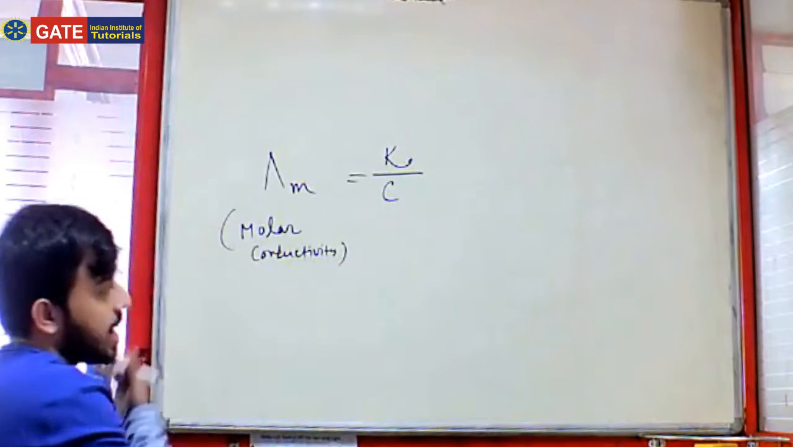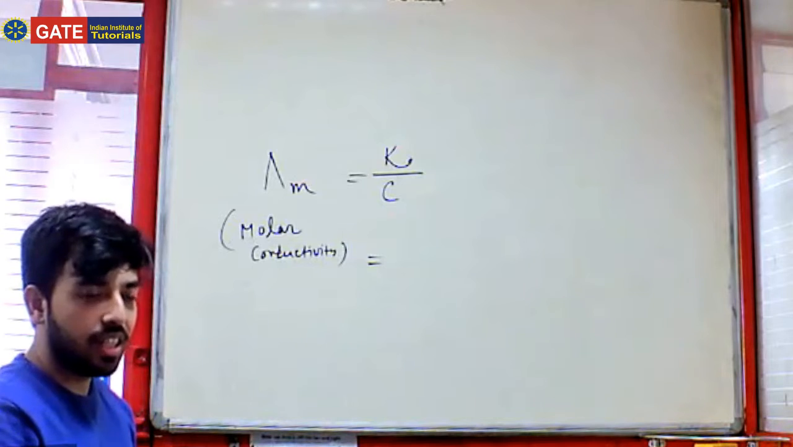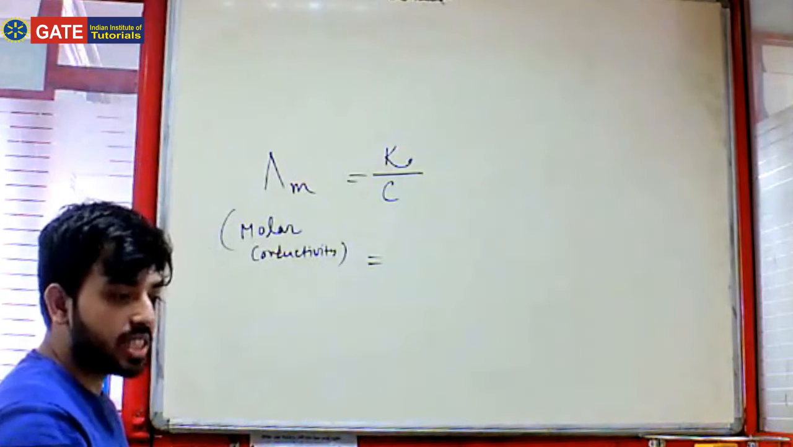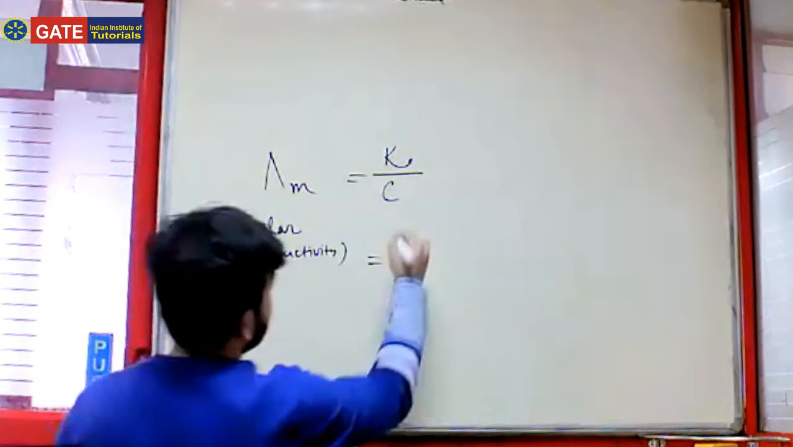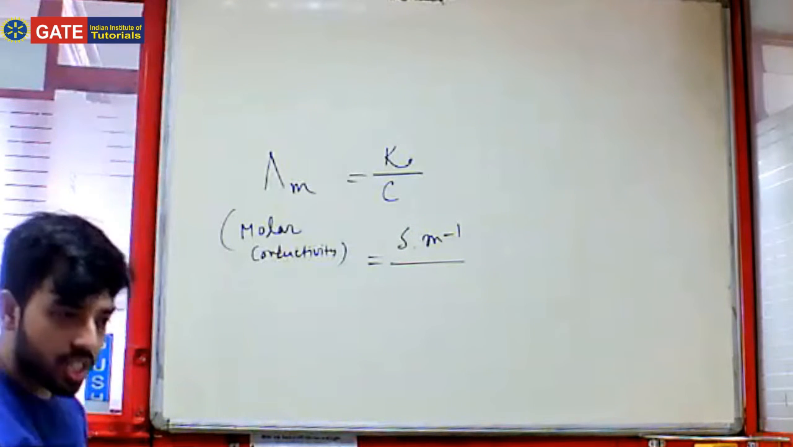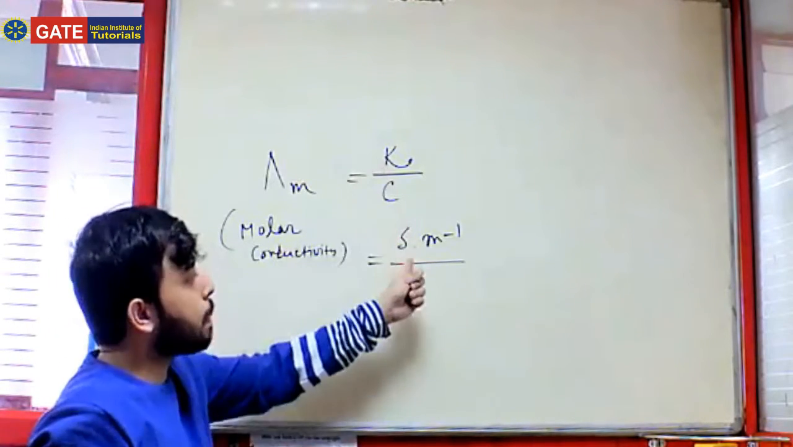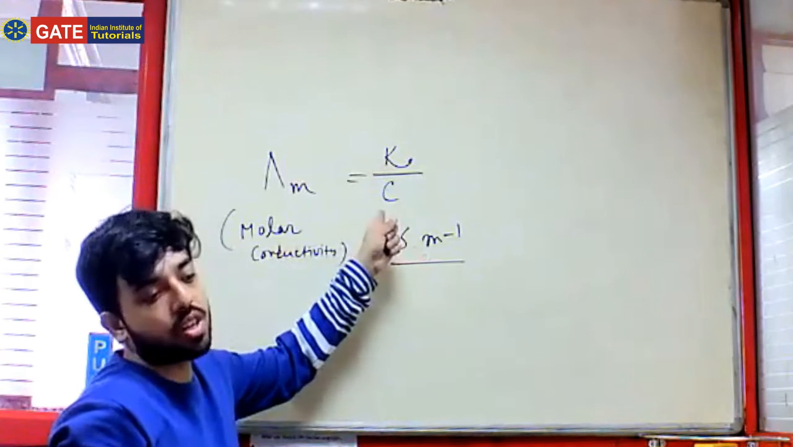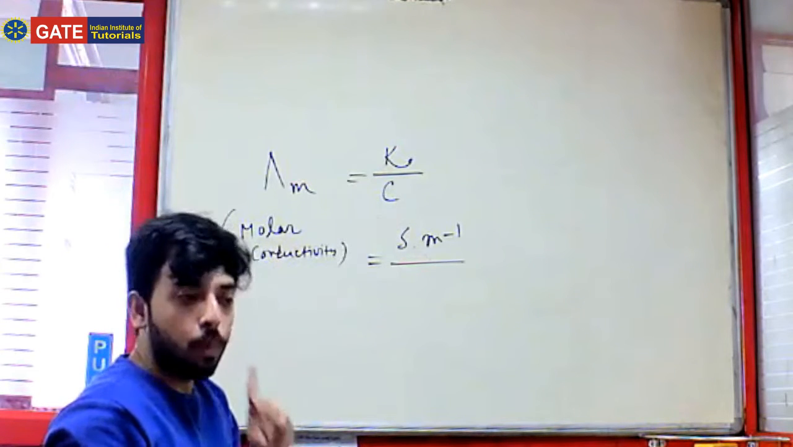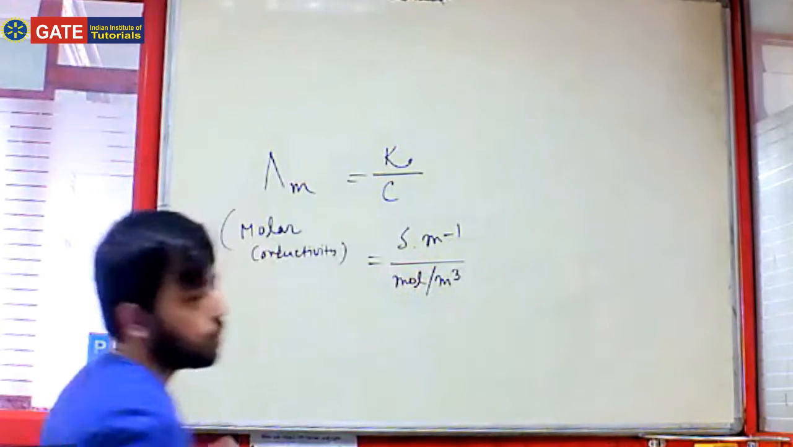Now the unit is very clear. What is the unit of kappa? You check, yesterday only I did. Kappa is Siemens meter inverse. What is the concentration? Listen, everyone: if you are putting kappa in Siemens meter inverse, then put the concentration not in mole per liter, but in mole per meter cube.